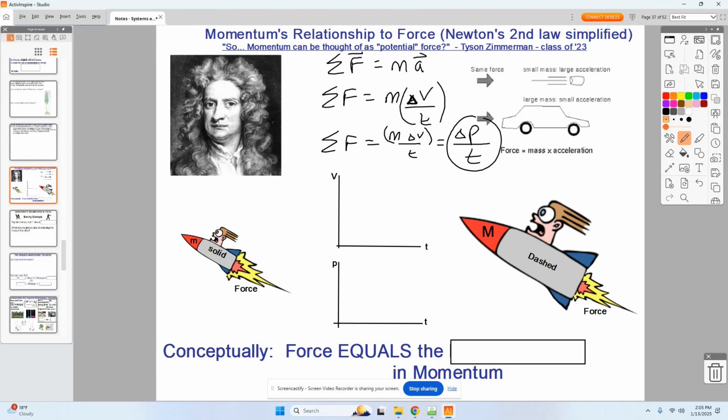So Tyson was like, so force is like, or momentum is like potential force. And I'm like, well, momentum does involve force, but it's not the same as force. It's the rate of change in momentum. And so instead of saying F equals m times a, we can say force is equal to the rate of change in momentum. How quickly does the momentum change? That is how we can talk about force.